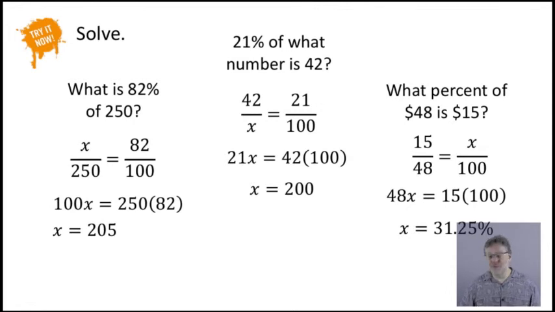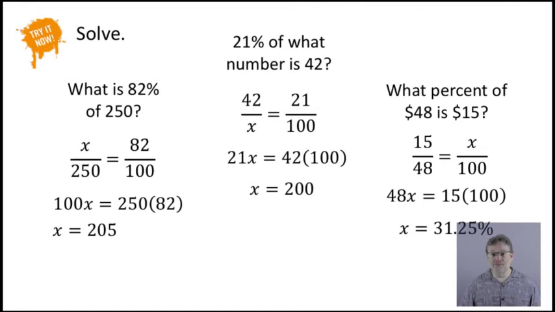What is 82% of 250? Again, as usual, the easiest thing to pick out is the rate. That's 82%. So the right-hand side of the proportion is 82 over 100. It's 82% of what? Well, that's 250, so that's our base. On the left-hand side there, 250 is in the denominator, which means our unknown is in the numerator.